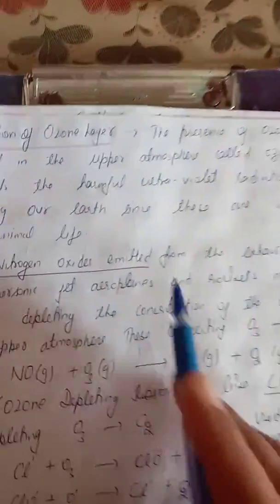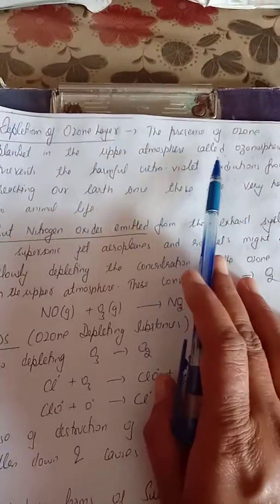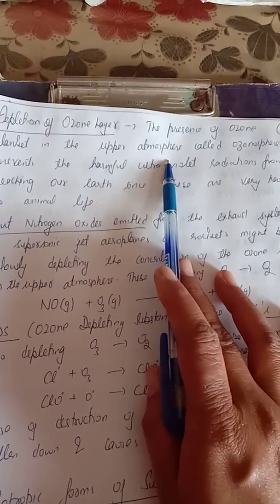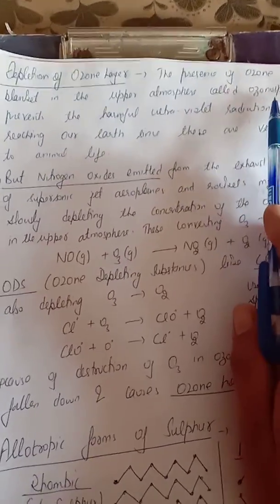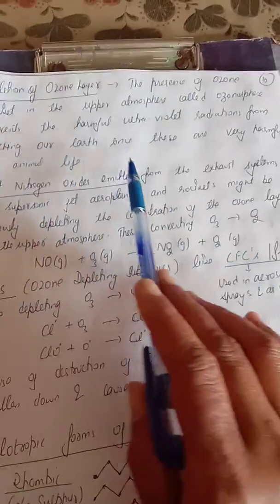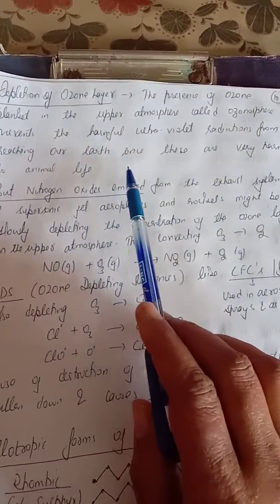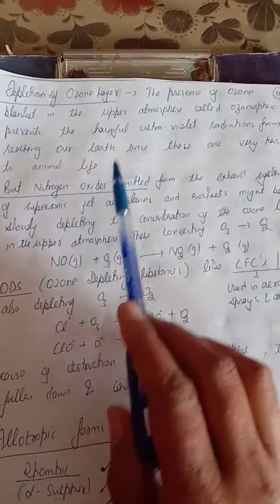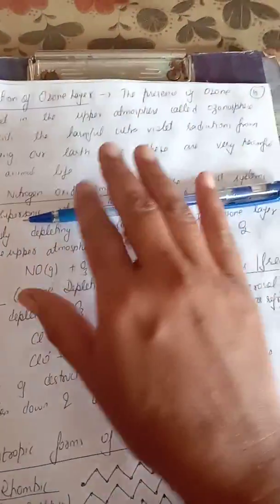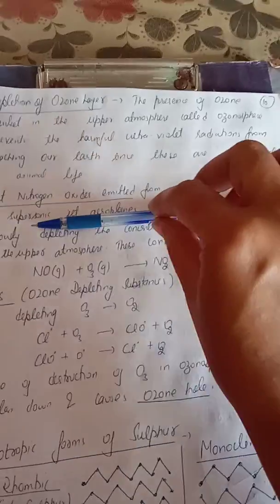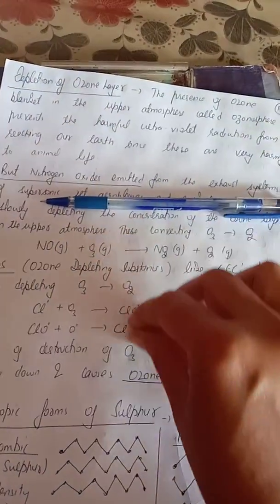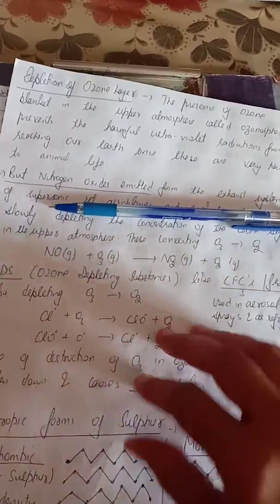Now again, it's a very simple topic. We have done it so many times in our junior classes: depletion of the ozone layer. Ozone is present in the upper atmosphere in the form of an ozone blanket, and that is called the ozonosphere. What's the purpose of this ozonosphere? It prevents harmful UV radiations from reaching our earth, because these are very harmful. So this ozone acts as a blanket, as a shield, and when solar radiations are passing, it acts as a barrier, so UV radiations are not coming to earth.